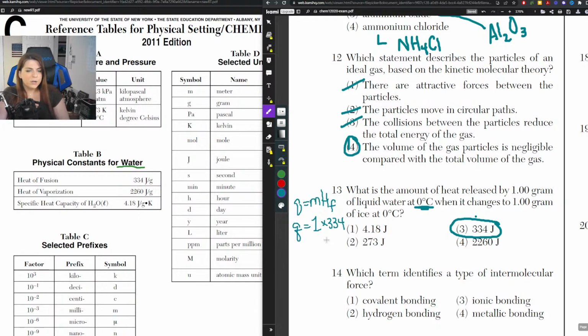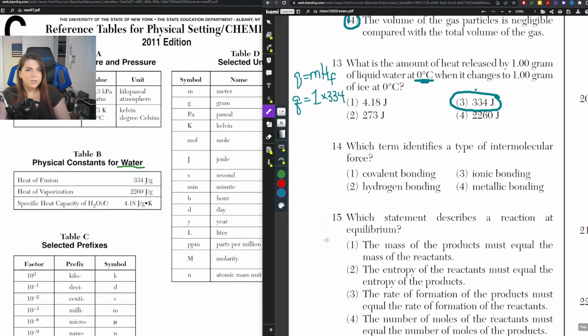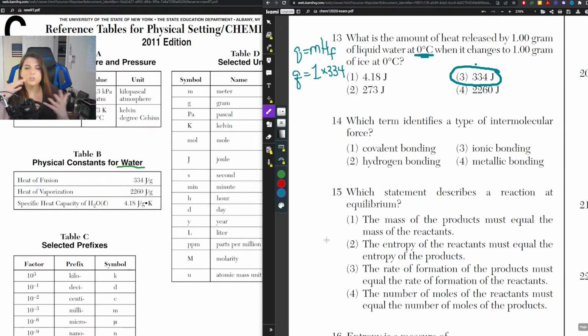But again, you shouldn't need a calculator for part A. You shouldn't even count on your fingers for part A. It should just be vocabulary and reference tables.